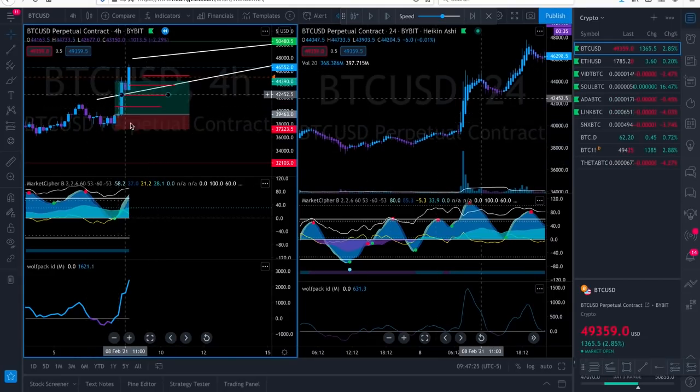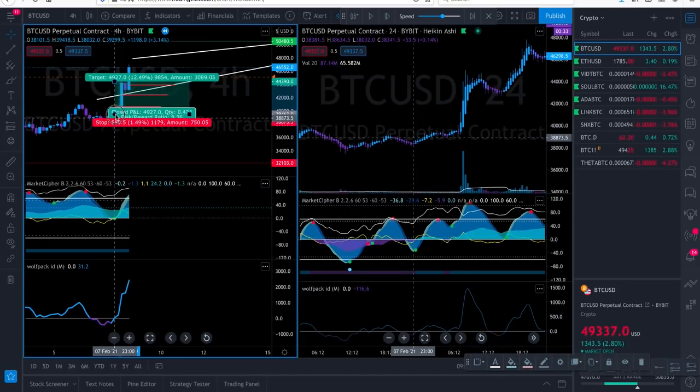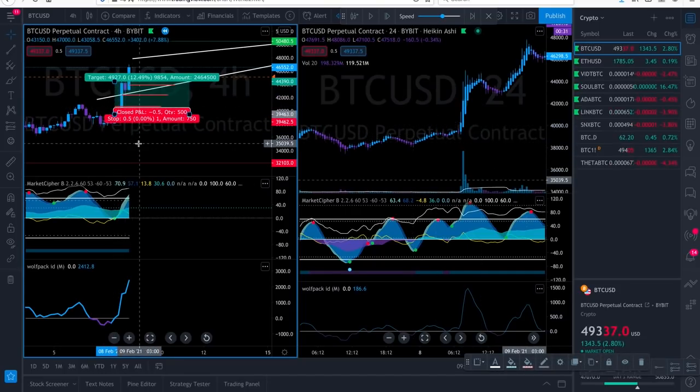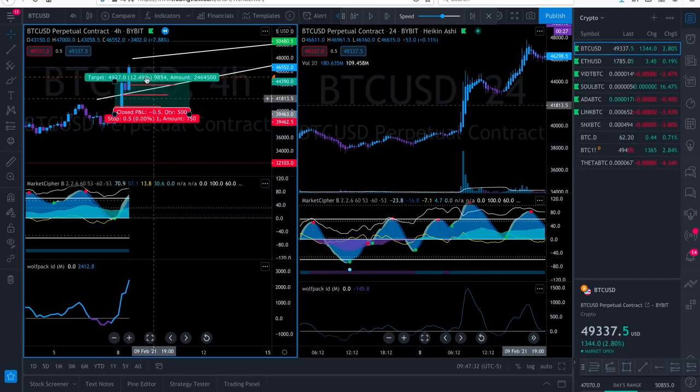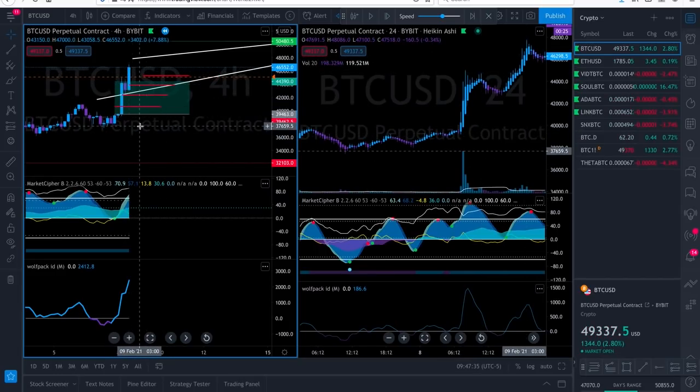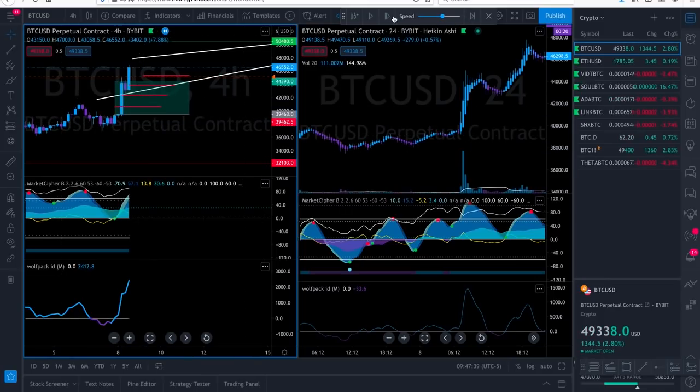So now that I'm way up here, I'm going to obviously move this stop loss into take profit. So this stop loss now is into take profit. So even if it were to just crash down right here, I wouldn't be in the negative at all. And then let's just see what else happens here.